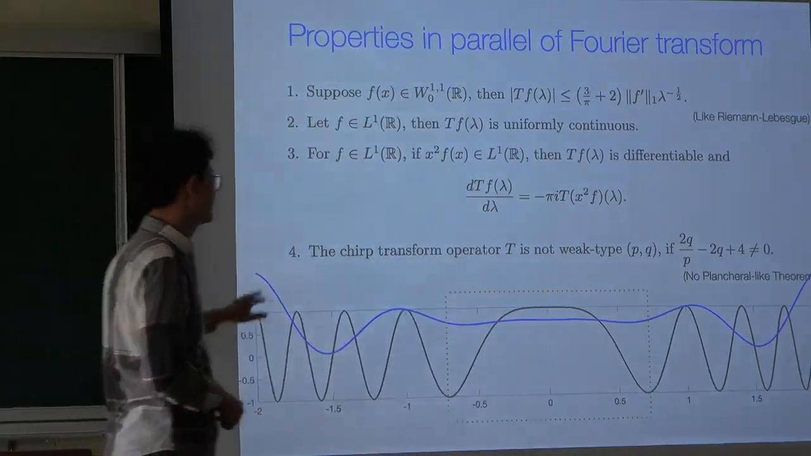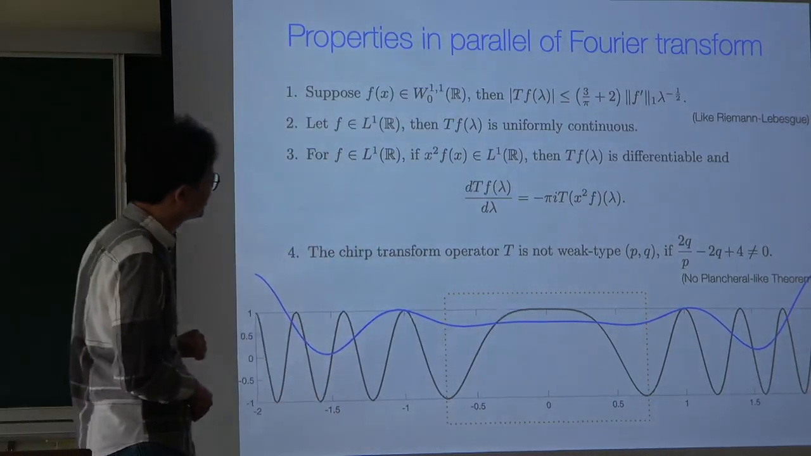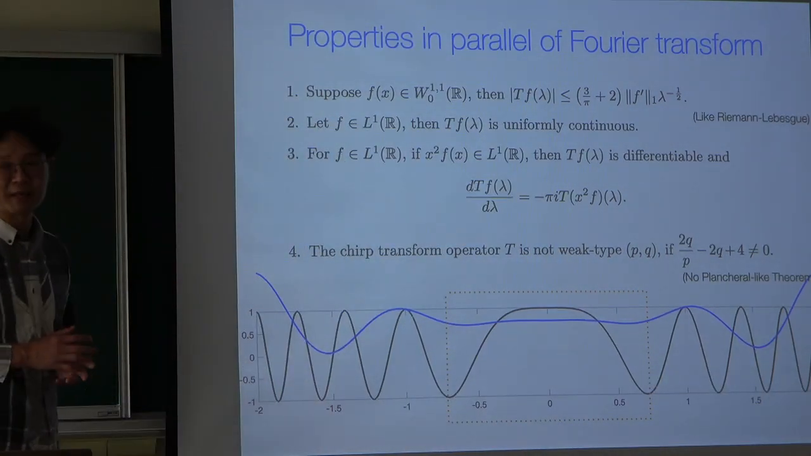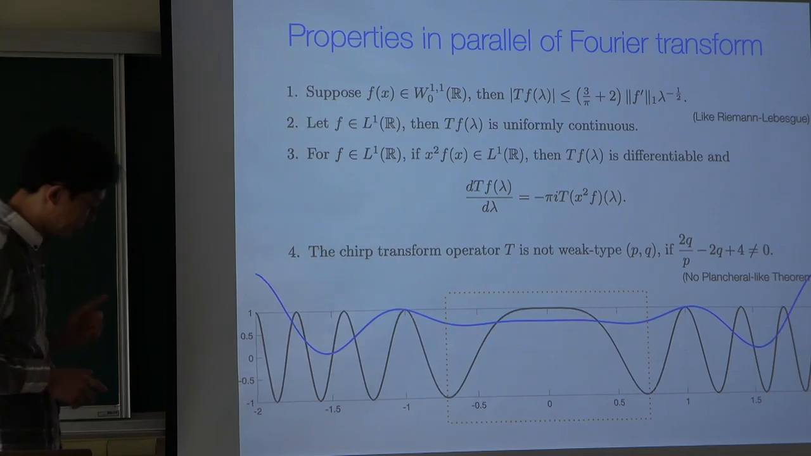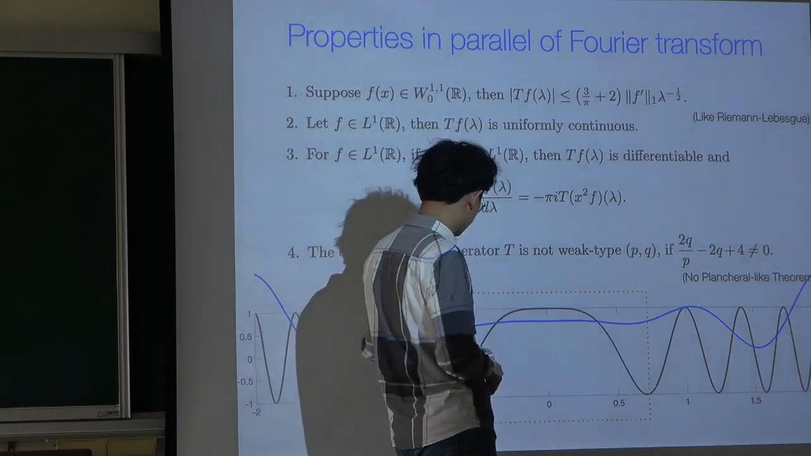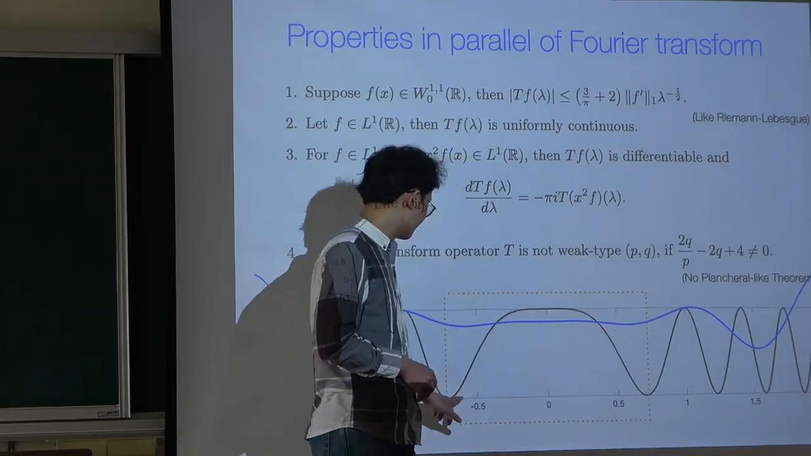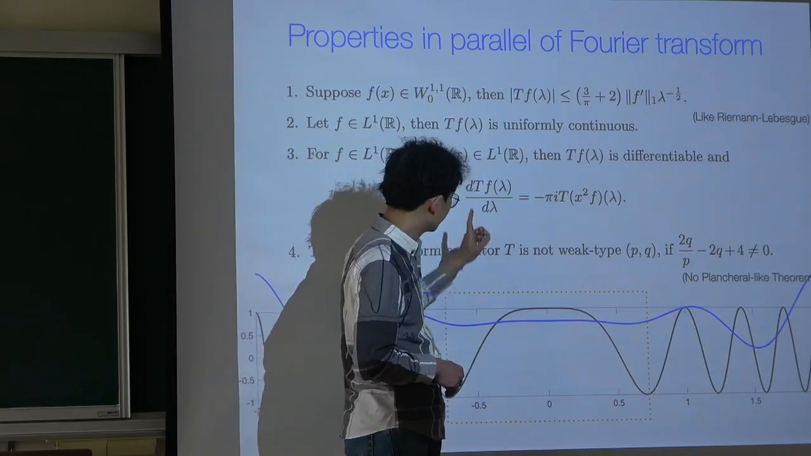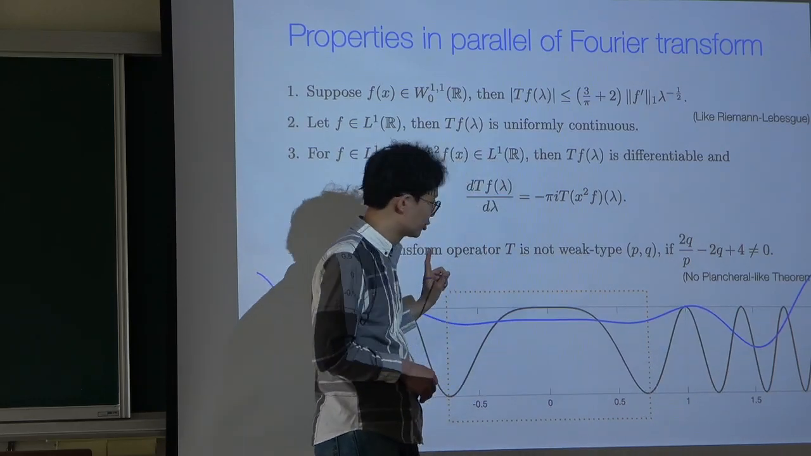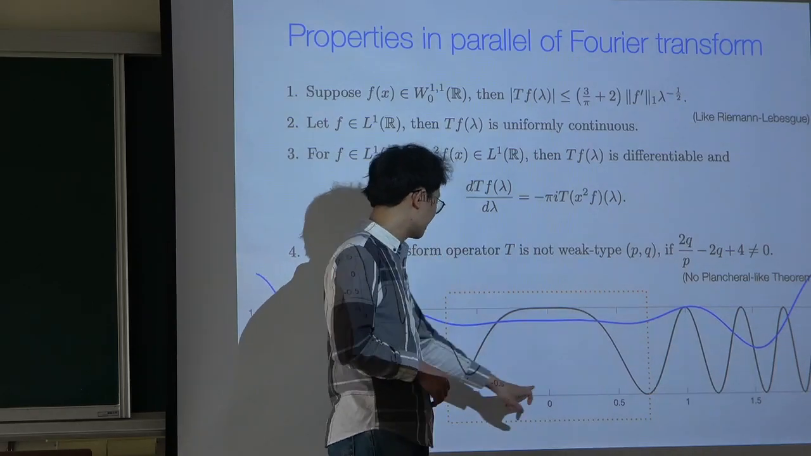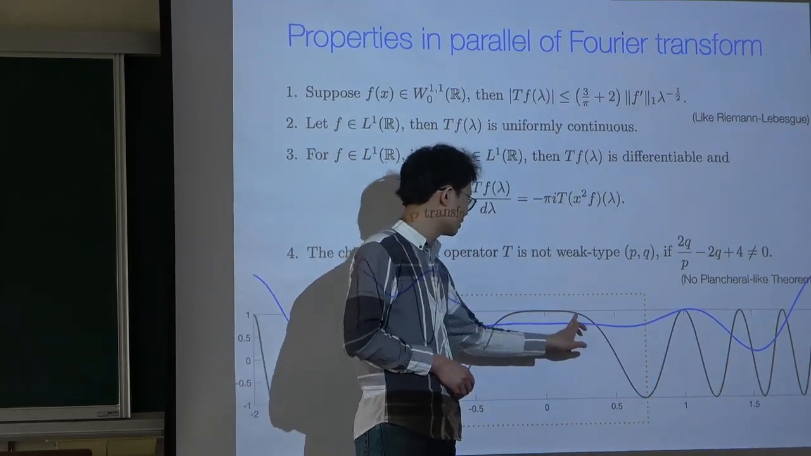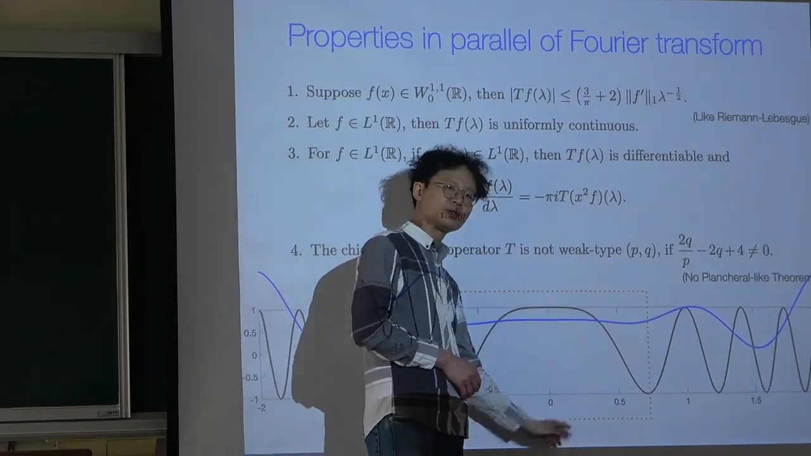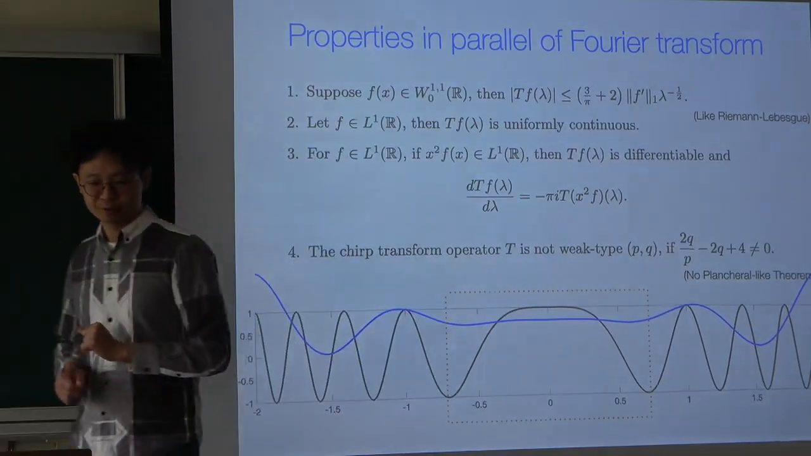Moreover, the Chirplet transform is weak type (p, q) if p and q satisfy some properties. The point I mentioned here is that if you look at the chirp signal, what is interesting is that at time 0 there is no cancellation at all. There's no oscillation at all around 0. So that is kind of the reason that generates troubles.